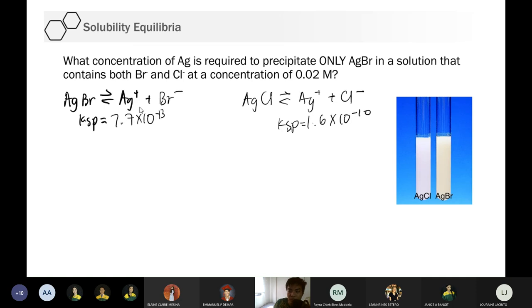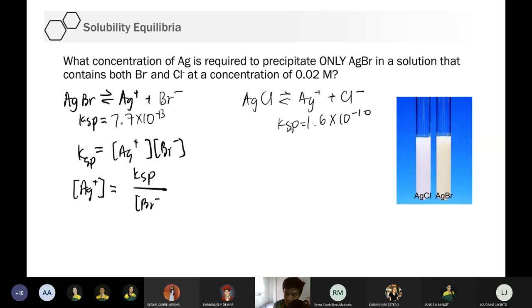Okay. So ano gagawin natin? Alamin natin, kailan mag-start ma-form ang AgBr precipitate, at alamin din natin kung kailan mag-start ma-form yung AgCl. So how? You write your K expressions. Sulat mo K equals Ag plus and Br minus. So alam na ba natin yung Br minus? Sabi sa problem, yung Br and Cl concentration ay 0.02. So that means we can solve for the Ag ion na required para mag-start ito ma-form. So that is just KSP divided by Br minus. That will be 7.7 times 10 raised to negative 13 divided by 0.02, sabi sa problem.